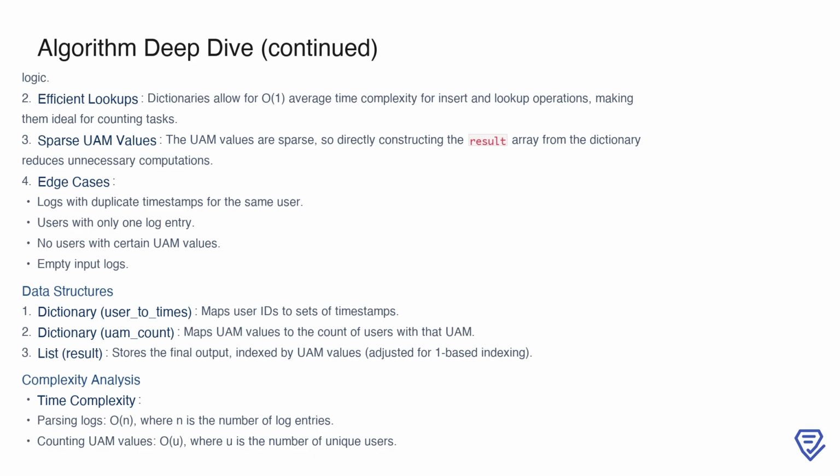These include logs with duplicate timestamps for the same user, users with only one log entry, and scenarios where no users exist for certain UAM values. Additionally, the algorithm handles empty input logs gracefully by returning an empty result array. The combination of efficient data structures and careful handling of edge cases ensures the algorithm is robust across all inputs.